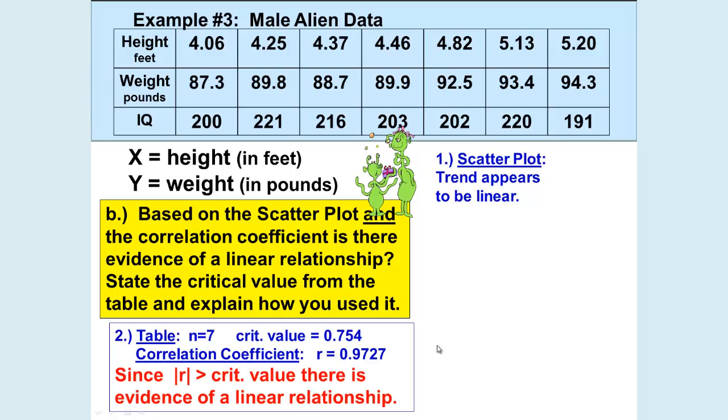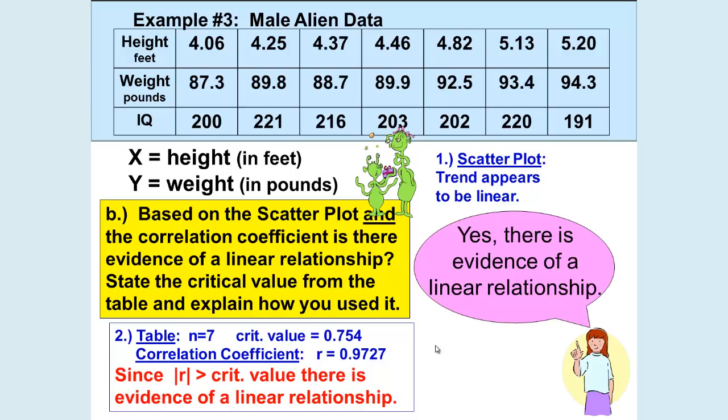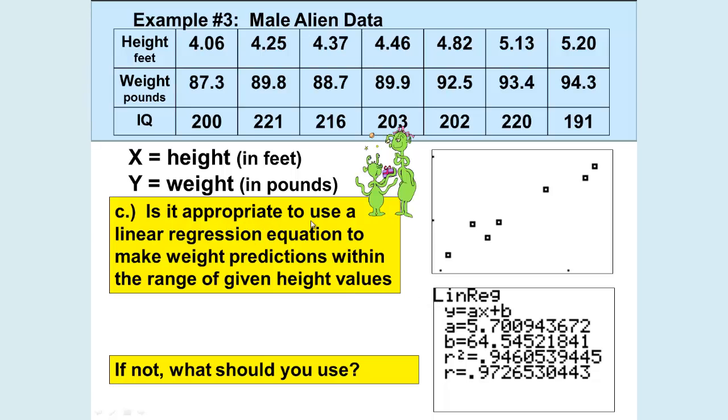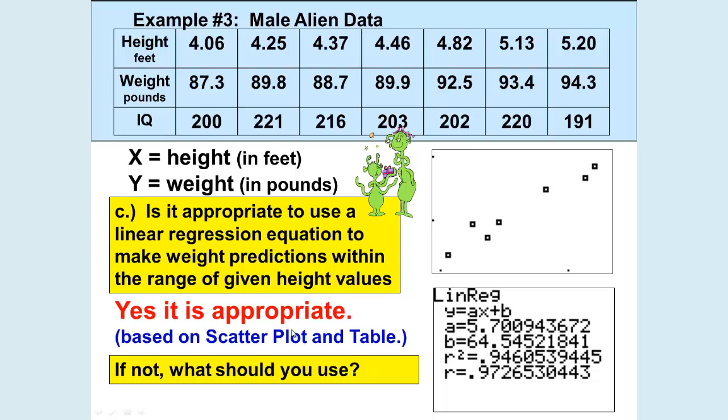So, since we have a scatter plot that tends to be linear and the absolute value of r is greater than our critical value, there is evidence of a linear relationship. Is it appropriate to use a linear regression equation to make weight predictions within the range of given height values? And if not, what should we use? Yes, it is appropriate based on the scatter plot and our critical value table. Since it is, we don't have to answer the second question. It's not applicable.